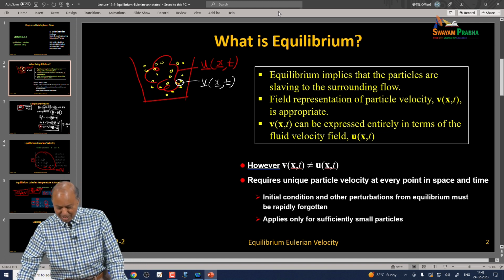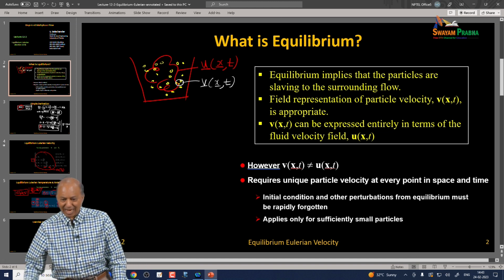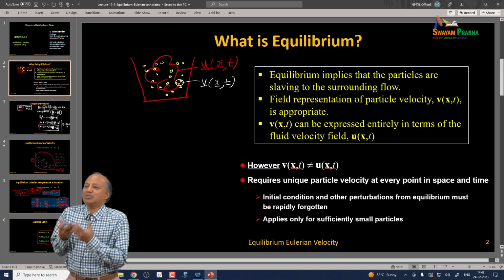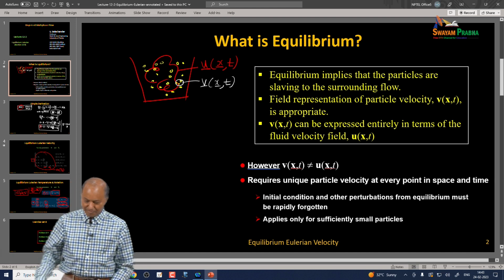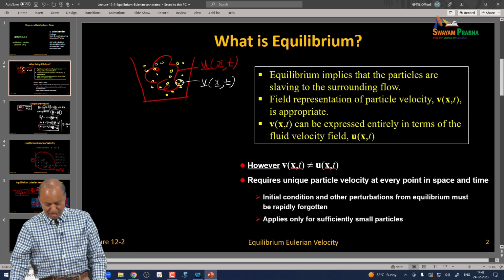So, for that, particles must be sufficiently small that their motion is dictated by the local fluid. Then field representation is possible.